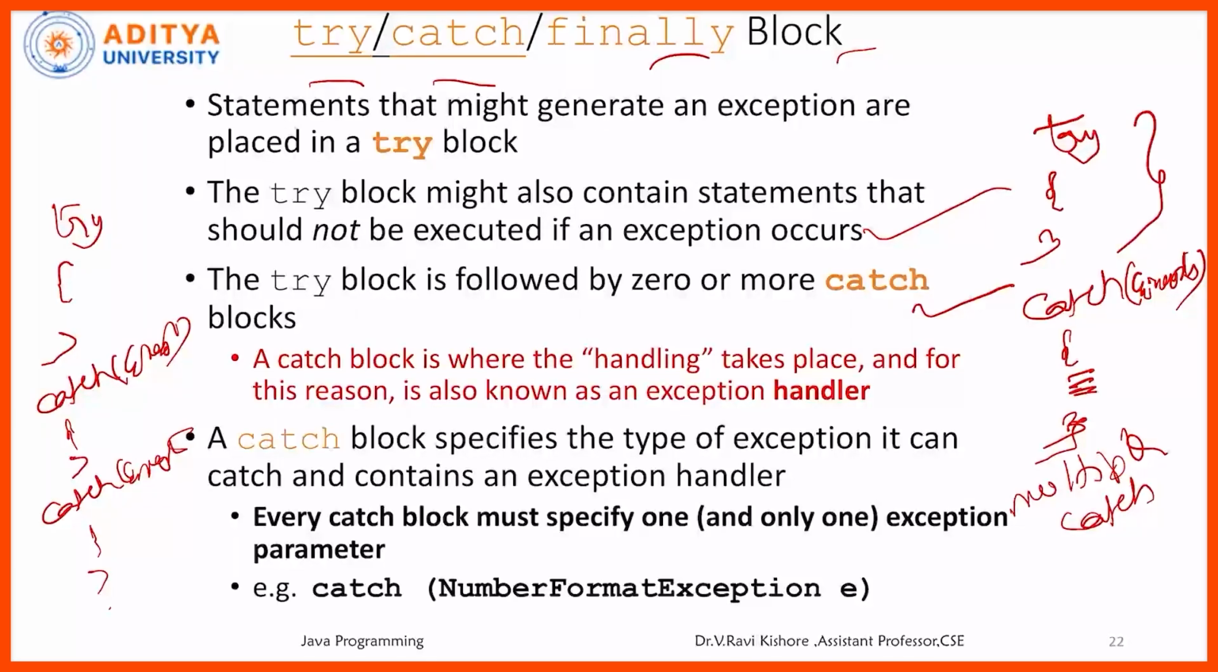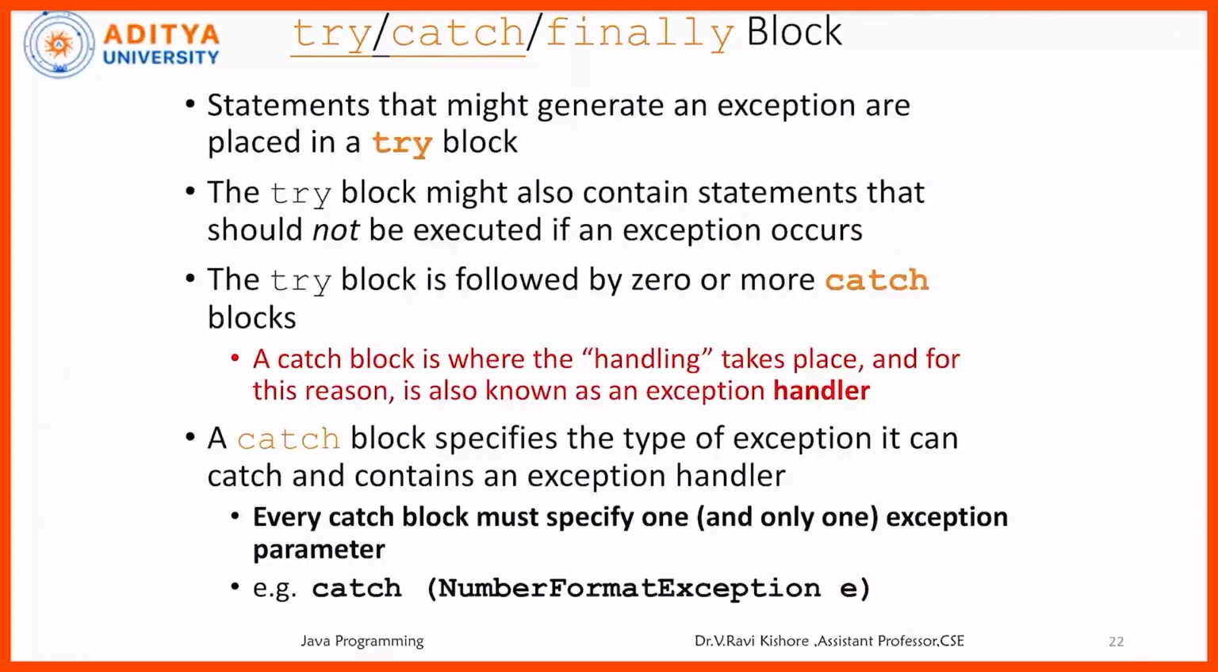A catch block is where the handling takes place for the exception, and it is also known as an exception handler. A catch block specifies the type of exception. It can catch the exception that the try is going to raise. That's why, see the example, catch NumberFormatException e, where e is an object. Clear? In this way, it can be easily maintained.